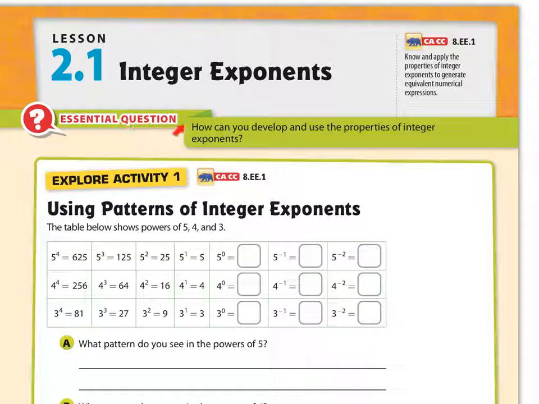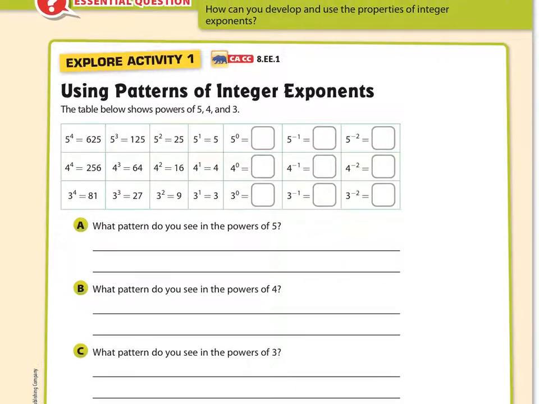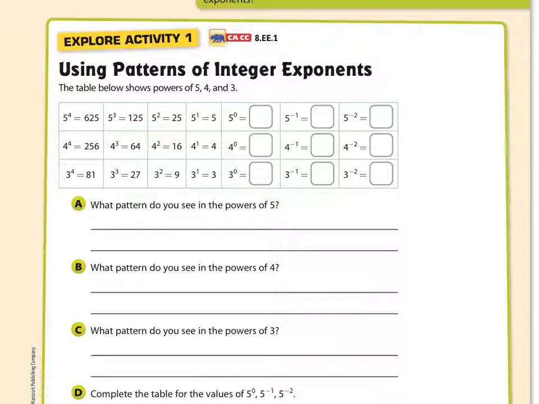The essential question for this lesson: how can you develop and use the properties of integer exponents? And our Common Core standard is up in the top right. Know and apply the properties of integer exponents to generate equivalent numerical expressions. Let's take a look at this table that's here in the beginning. We won't do everything here.